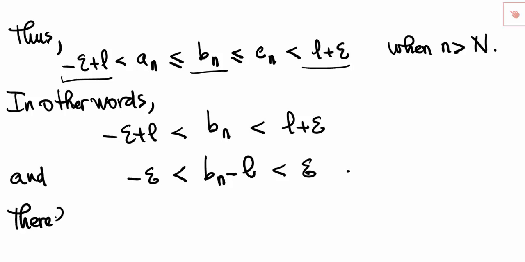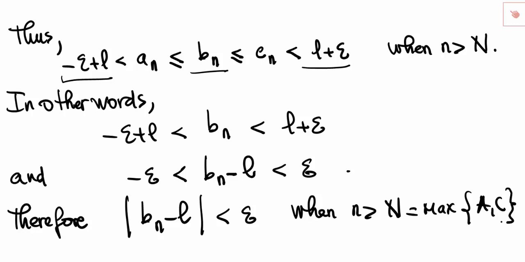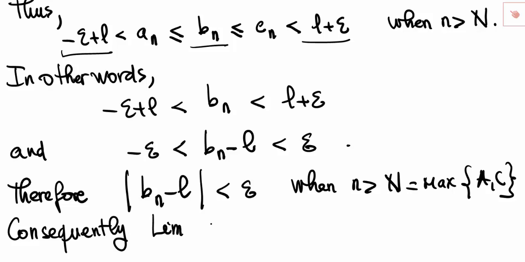Therefore, the distance between Bn and L is less than epsilon when n is assumed to be bigger than capital N, which is the maximum of A and C. So we have proved, consequently, that the limit of Bn as n is approaching infinity is equal to L, and we are done.